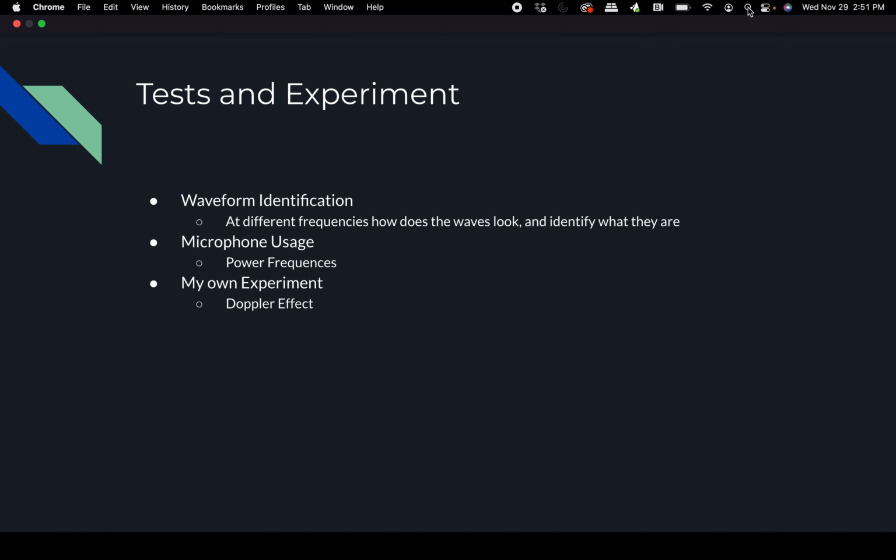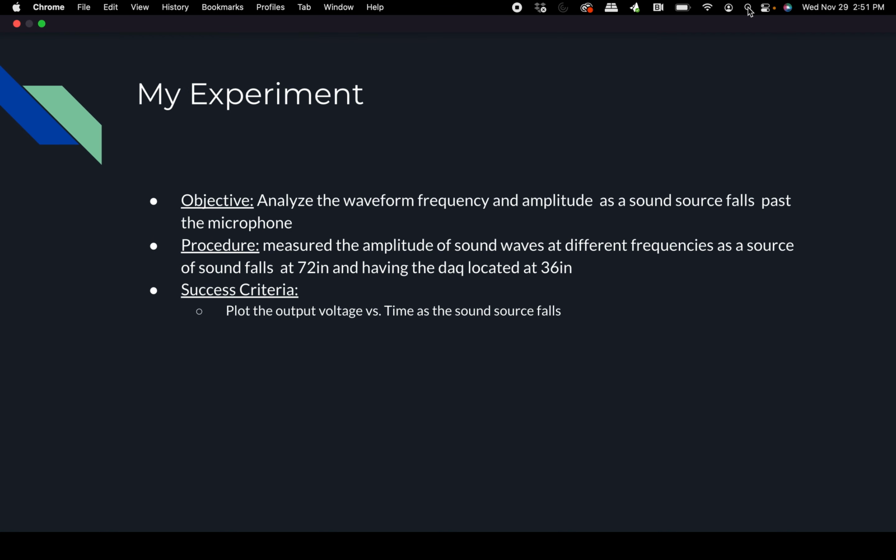Tests and experiments. The first part of the lab was to identify waveforms at different frequencies: how did they look, and identify what they are. Then we did microphone usage, which was just testing if our microphone works, to see if any voltage is going through. And then lastly, my own experiment, which was testing the Doppler effect.